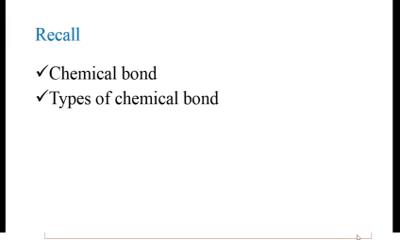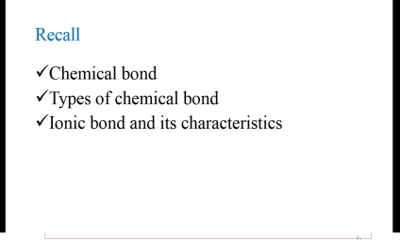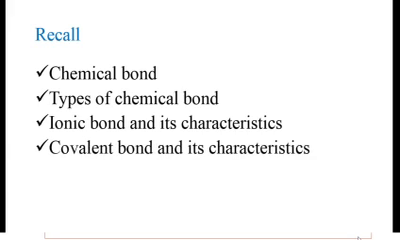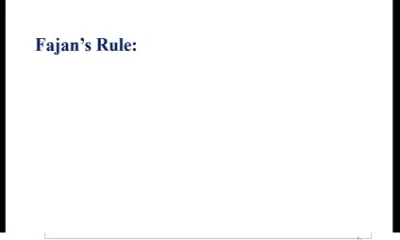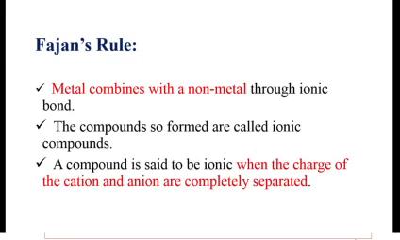Okay, so the types of chemical bond, two types. One is strong bond and the other is weak bond. Yes, you are correct. And we discussed the characteristics of ionic bond and covalent bond, and we know what is ionic and what is covalent bond. So today we are going to learn about a new concept. It is nothing but Fajan's rule.